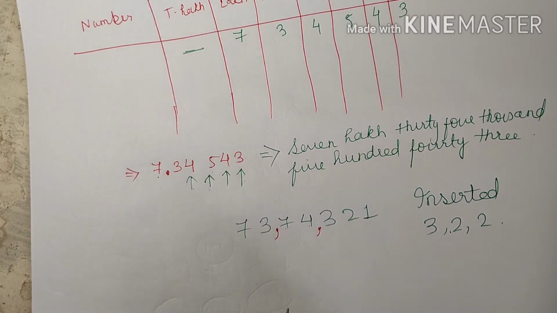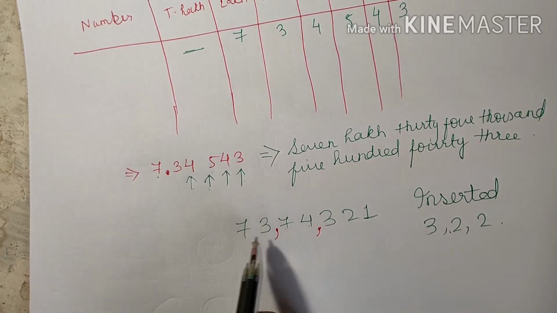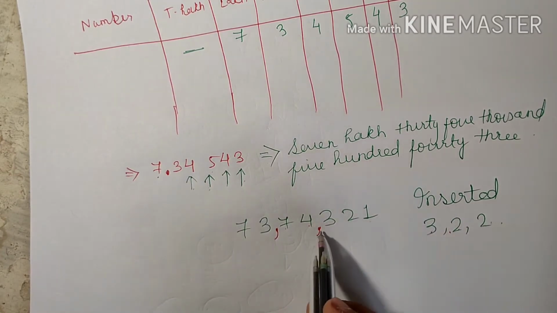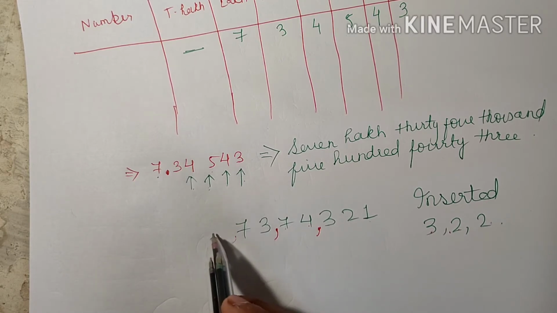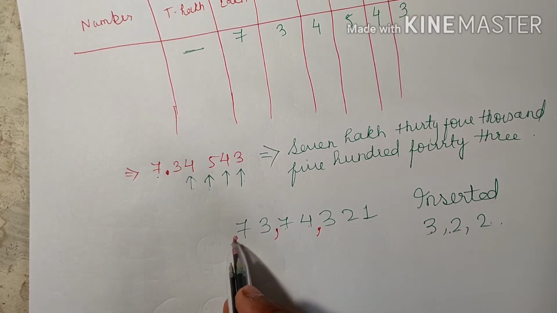See, after this also we have to go for 2, isn't it? 3-2-2, that means we have done 3-2, the next one will be here. But since 7 is the first digit, we don't need to put any comma here because we don't have any other digit here. So we don't need it, we'll stop here.